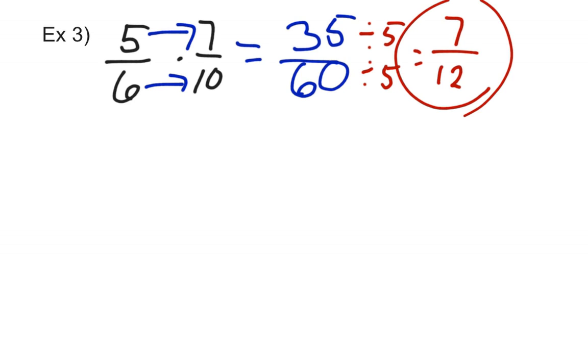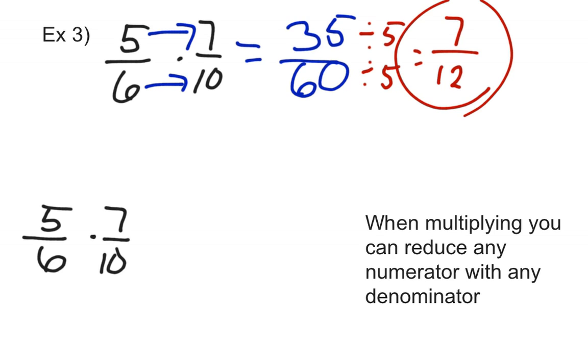Now, that's what most of you probably did. Now, I want to show you one other little trick of the trade here that helps us do this. I'm going to go ahead and rewrite this problem again. I'm going to show you something that I want all of us to be looking for when we're doing 5/6 times 7/10. And I'm going to type in a little rule over here on the right. So watch for the rule to pop up. And there it is. The rule says, when multiplying, you can reduce any numerator with any denominator.